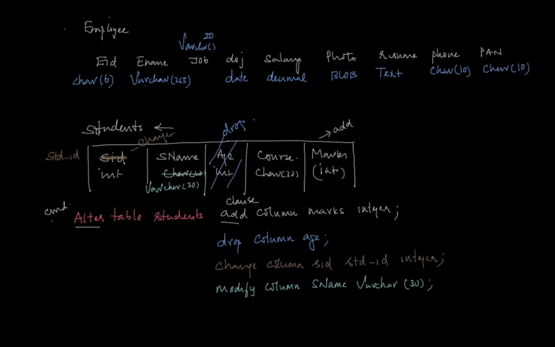Then what else can we change? We can change the name of the table itself. Let's say students, I want to change to my students. To do this, I will use the rename clause. So I can say alter table students, rename to my students. This is one way to rename the table, where you are using alter table with the rename clause, or you can use the rename command itself.